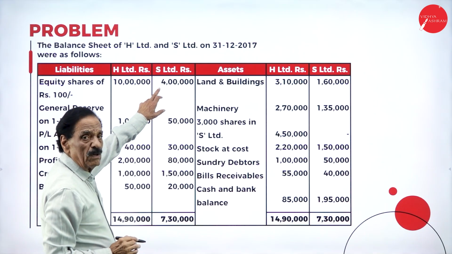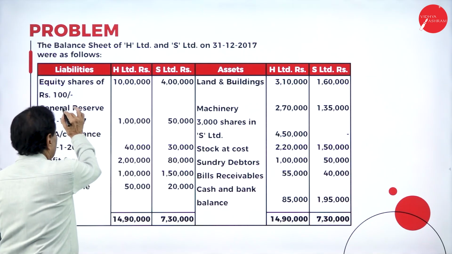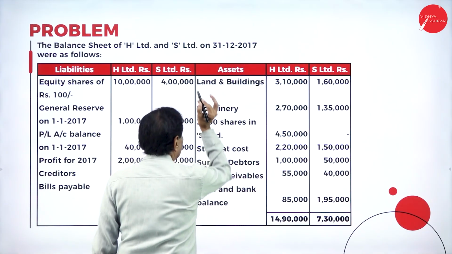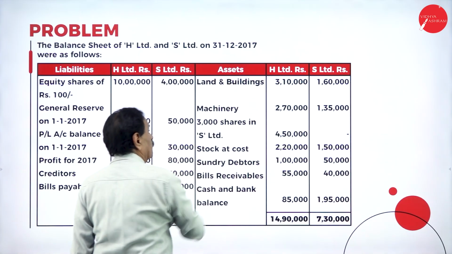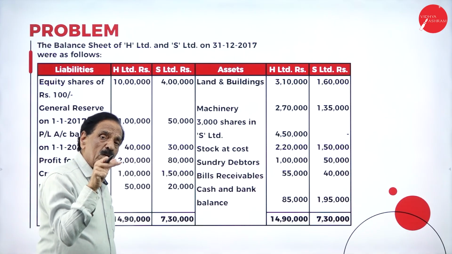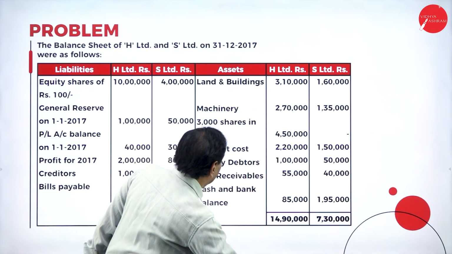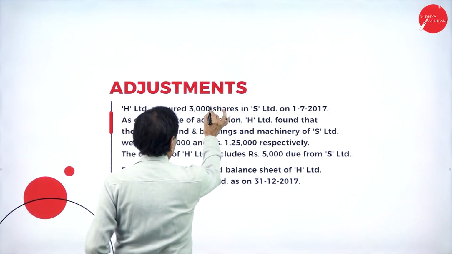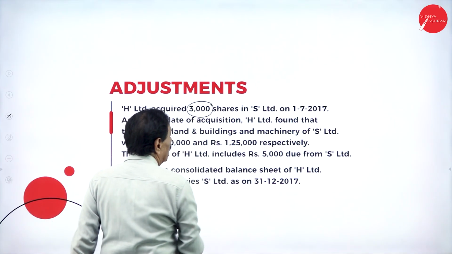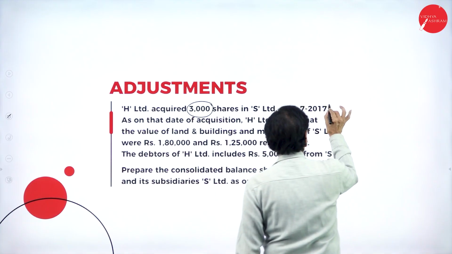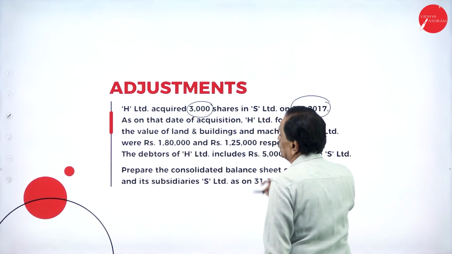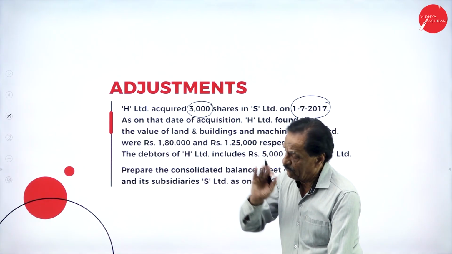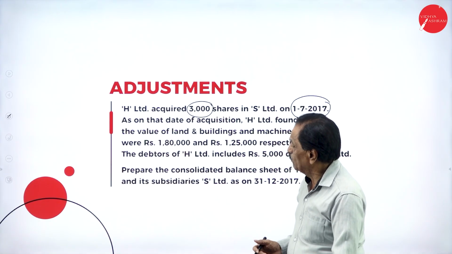Totally, how much you got? 4 lakh is there. Divide by 100 means 4,000 shares. Out of the 4,000 shares, 3,000 shares are taken by H Limited. The balance 1,000 shares goes to S Limited. Now, regarding the adjustment, H Limited acquired 3,000 shares in S Limited on 1/7. After 6 months, they acquire. So, before 6 months, you got the capital profit. After 6 months, revenue profit.